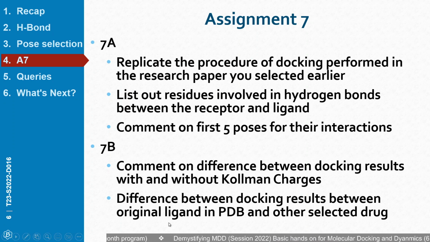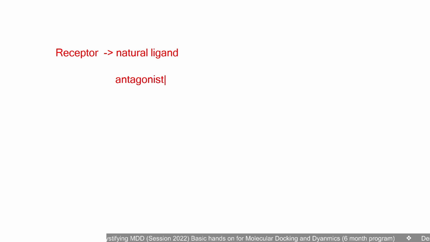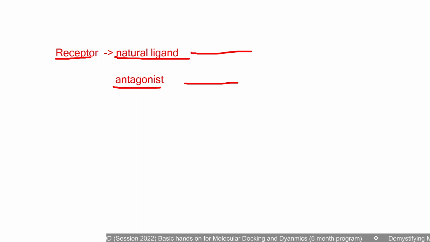The second option is that you need to take a receptor from the PDB which has a natural ligand, meaning a ligand already bound in the PDB structure, and you have to select some antagonist. You can also take a reference from some research paper. Then you will have a single receptor and two ligands, and you have to dock these two ligands and compare their results.